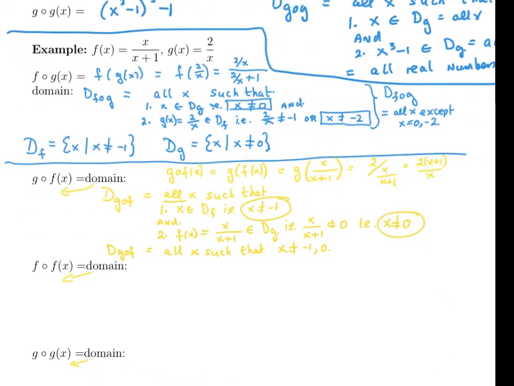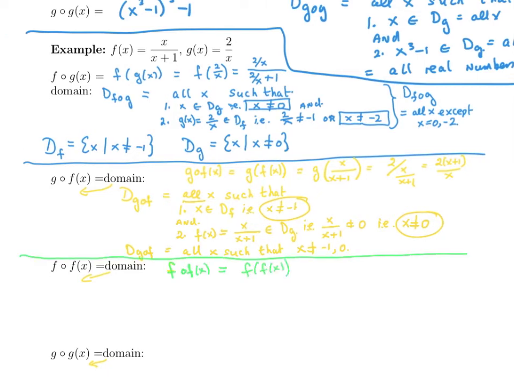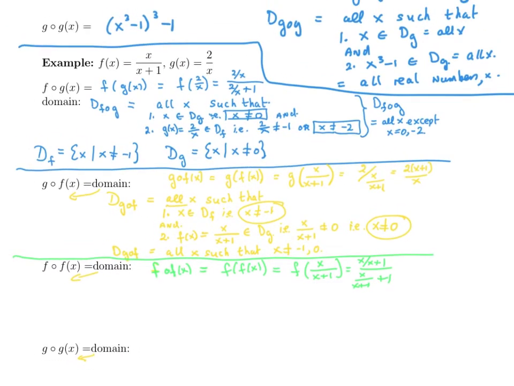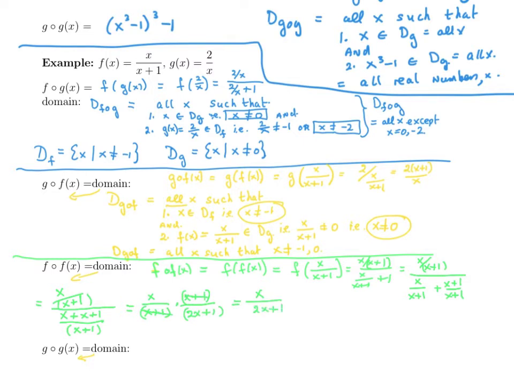What is f after f of x? It's f applied to f of x, which is f applied to x over x plus 1. So I replace every x in the formula for f by x over x plus 1. Okay, now I can certainly tidy that up with my algebraic abilities. So that's just x over 2x plus 1.